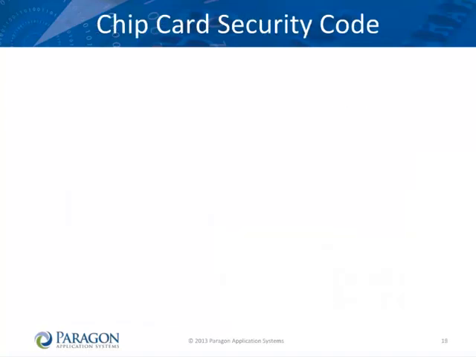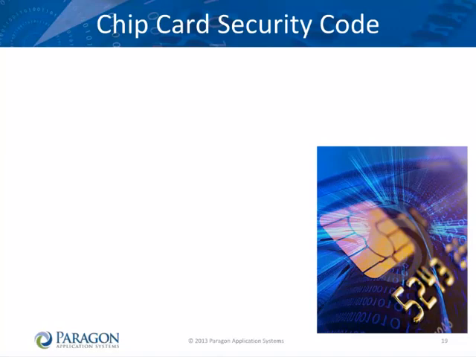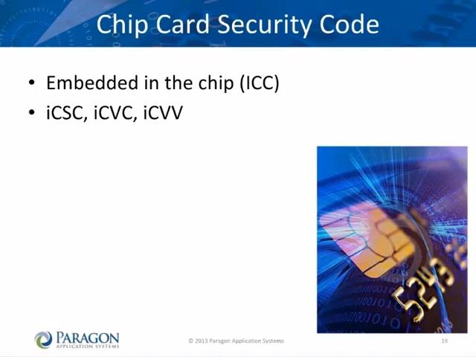The third type of card security code is only found on chip cards. This code is actually embedded in the chip. This code is often called the ICSC, ICVC, or ICVV. The lowercase I indicates that the code comes from the chip or integrated circuit card. A chip-enabled payment terminal will obtain this code from the chip and forward it to the issuer.